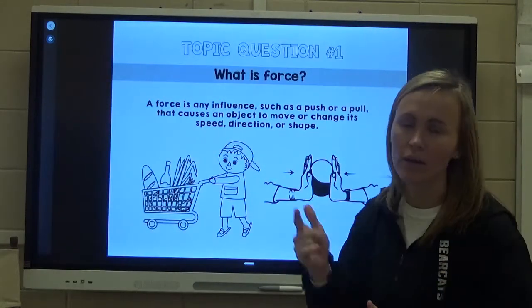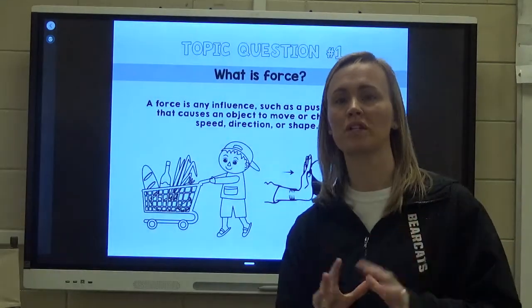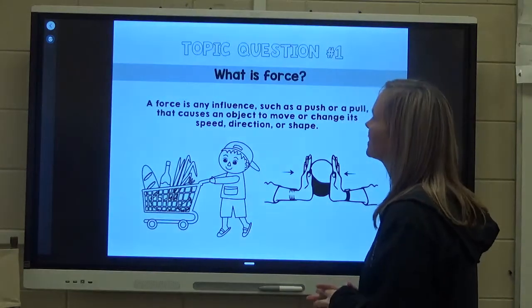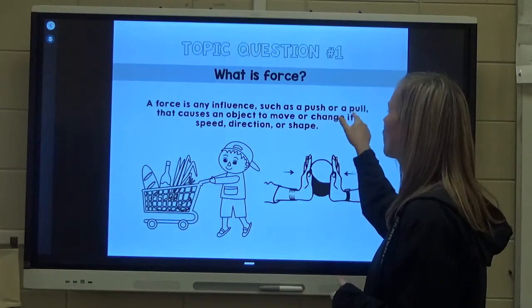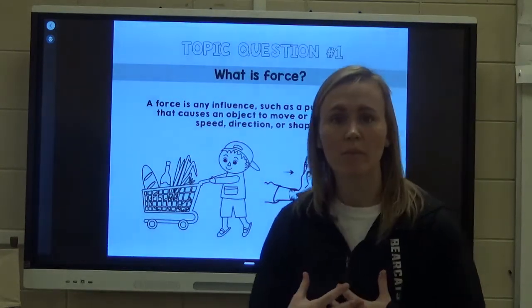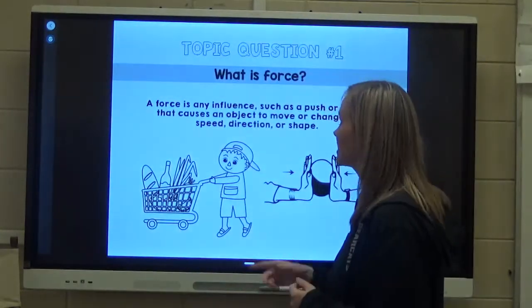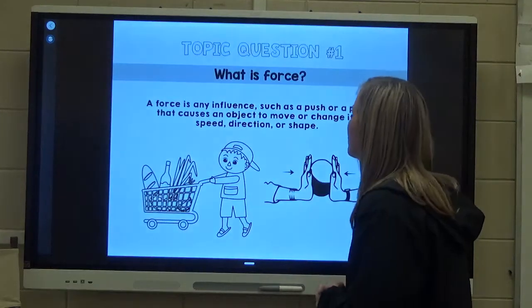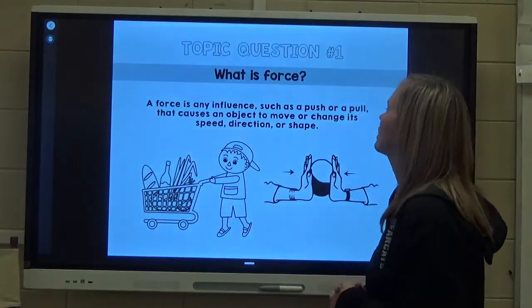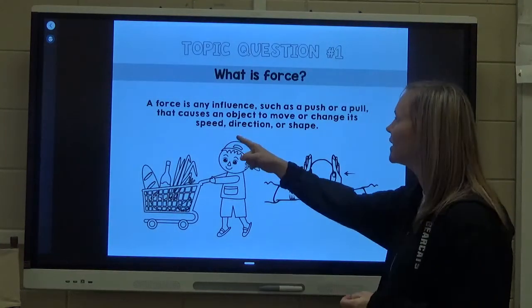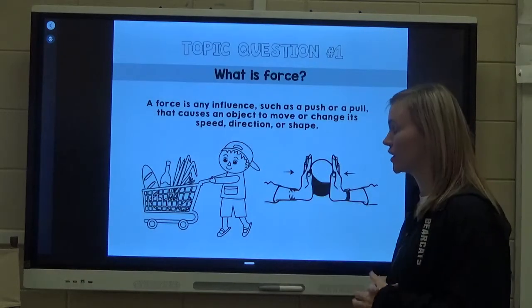So, target question number 1. What is force? A force is any influence, such as a push or a pull. That is the definition that I like to use on force, a push or a pull used to move an object some distance. So a force is any influence such as a push or pull that causes an object to move or change its speed, direction, or shape.